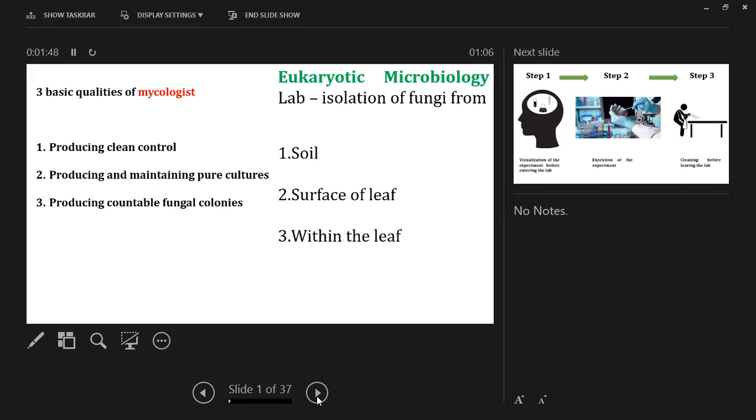The third thing will be producing countable fungal colonies. If I give a water sample or soil sample, you should know how to serially dilute it and in what dilution you will be getting countable numbers, not in the form of a mat or lawn. So today's presentation, I will talk about identifying fungi from soil, from leaf surface, and endophytes, that is, within leaves.